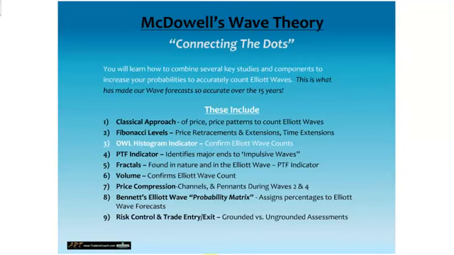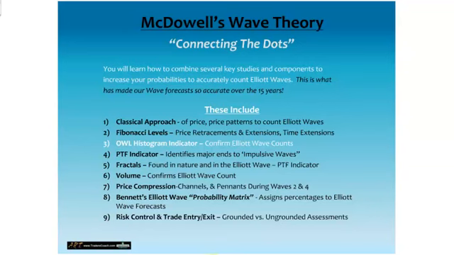All right? And so we take a look at the classical approach. We take a look at Fibonacci levels. We have some proprietary great add-on indicators called the OWL, Optimum Wave Locator, for you Elliott Wave fans out there, that basically can confirm Elliott Wave counts. We also have something called a PTF indicator, which identifies major ends to impulsive waves. We look at fractals, volume, as somebody said earlier, price compression, channels and pennants during certain complex waves.